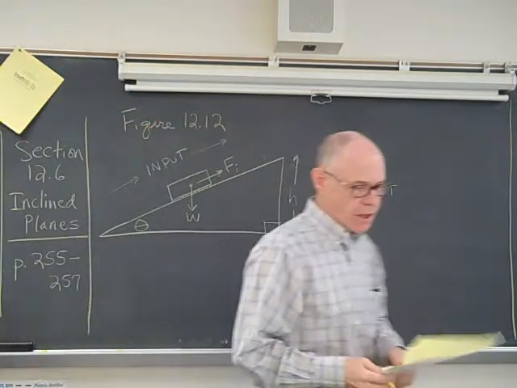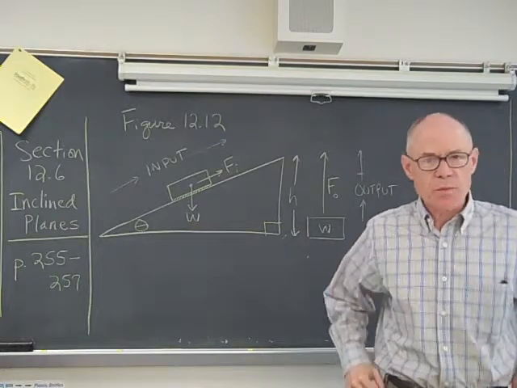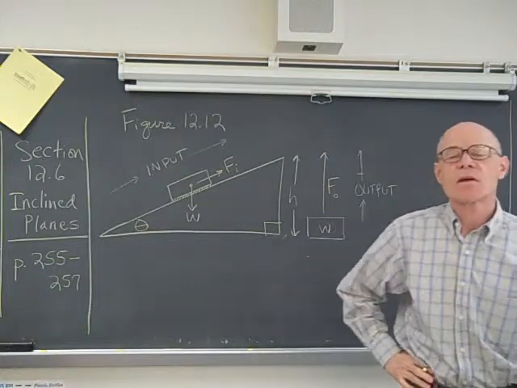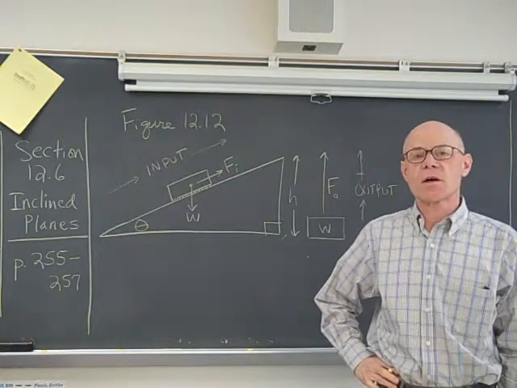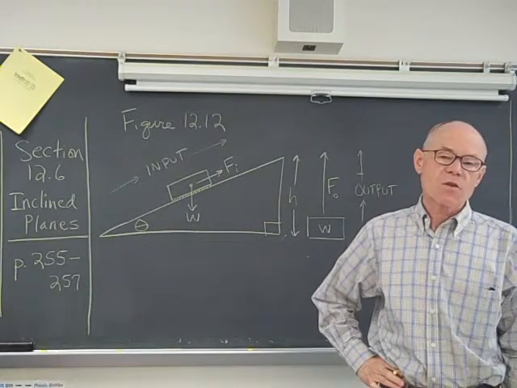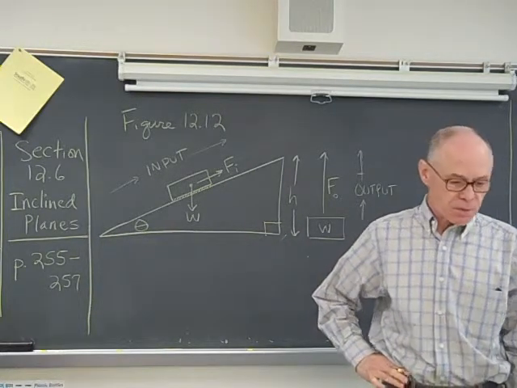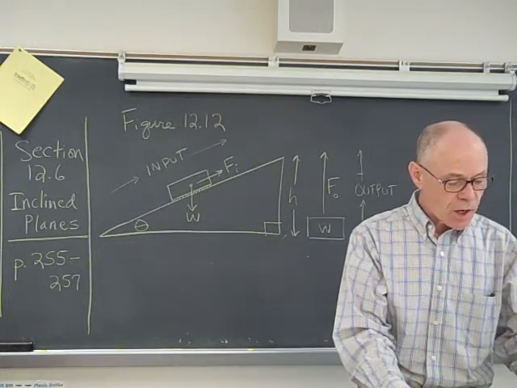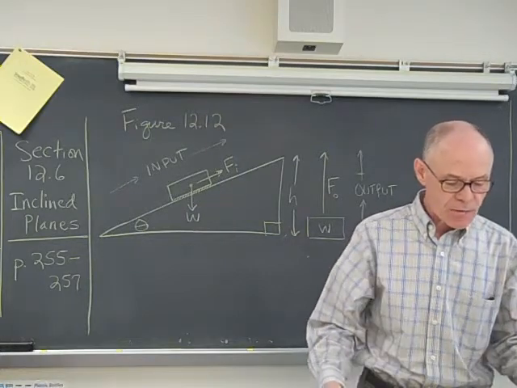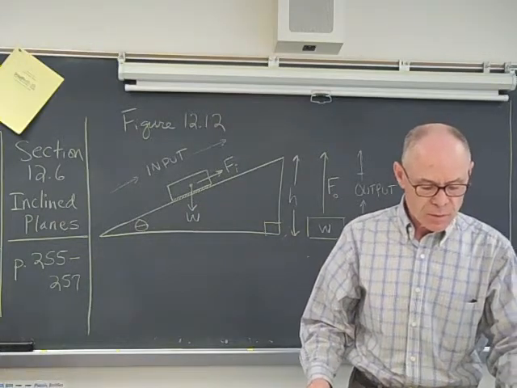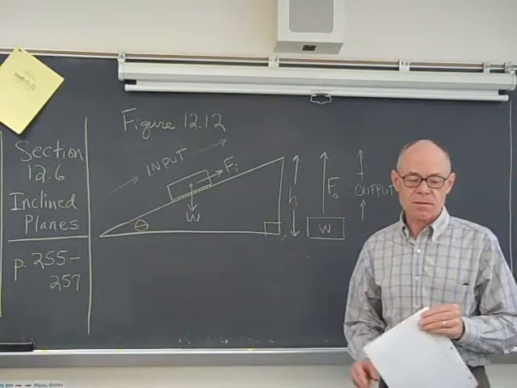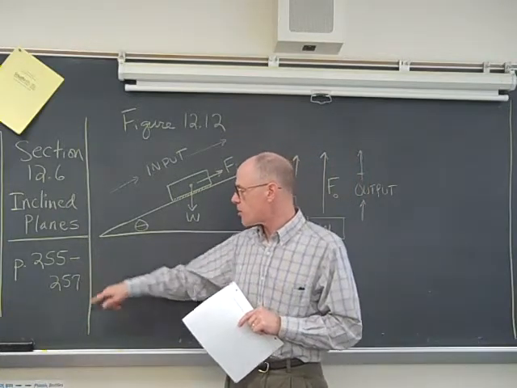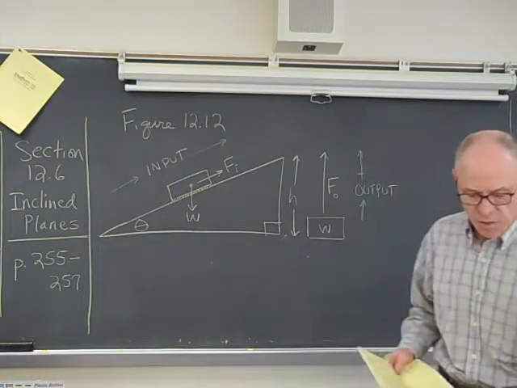Right, hello. So we're going to continue here in Chapter 12 on simple machines. Now, up to now, everything we've talked about is a variation on levers. We talked about levers, wheel and axle, and pulleys. Now we're going to talk about the next type of simple machine called an inclined plane. We're starting at the bottom of page 255, and it covers through page 257, even on to the next page, 258.